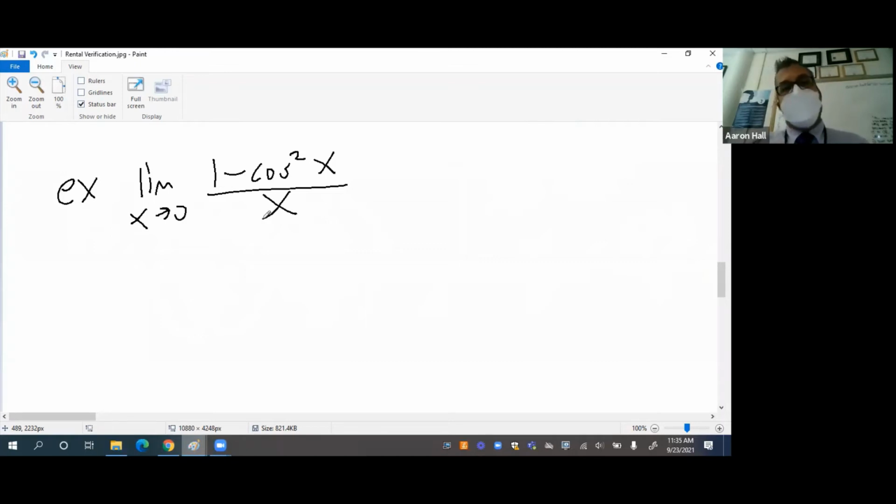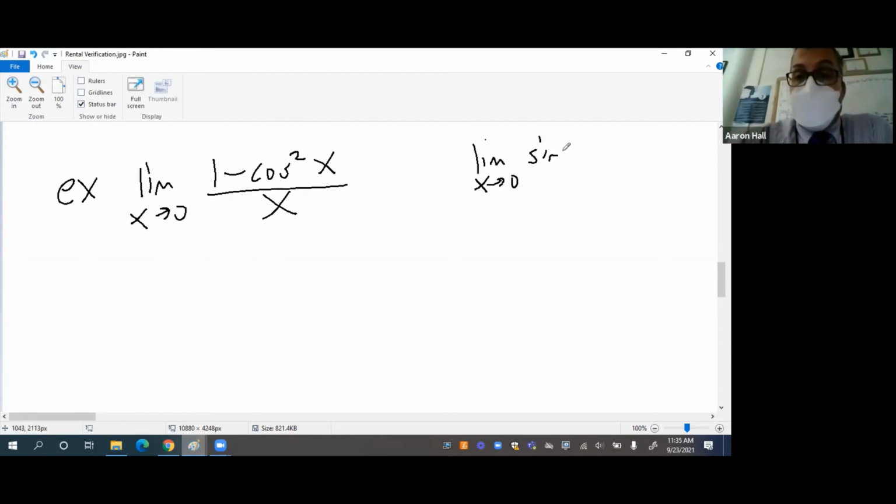Whenever you see a limit of a trigonometric function, I want you to think of our first flashcard. Somehow, this is a trigonometric function, and I'm trying to find a limit of it. Is there some way that I can rewrite this so it looks like our flashcard, the limit as x approaches 0 of sine of x over x equals 1? Is there something I can do with this?